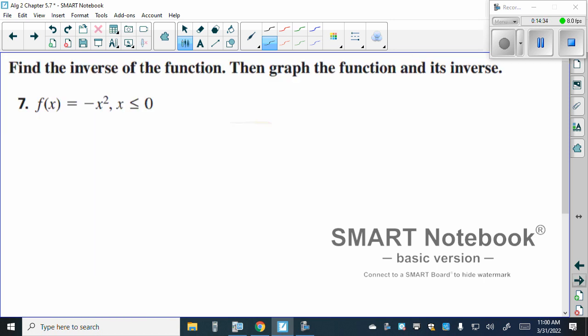Any other questions on these here? All right. We'll look at this one here. This is the last one we'll find the inverse of. And then we're going to test them. We're going to test to see if two functions are indeed inverses of each other.